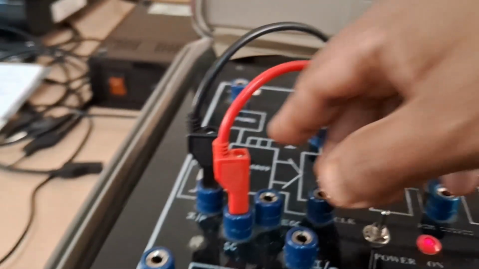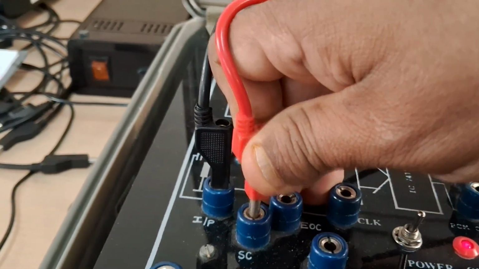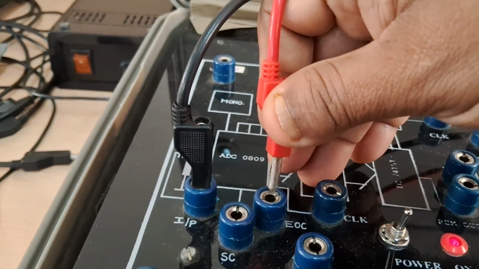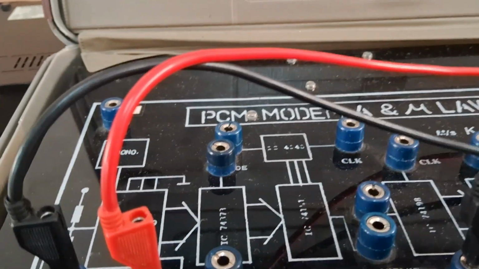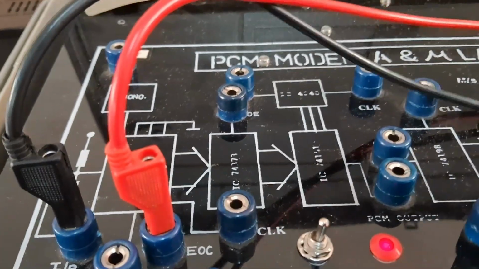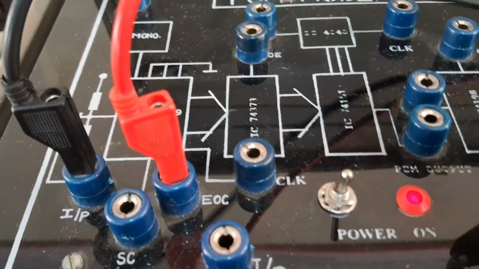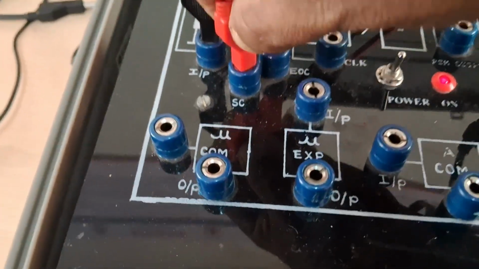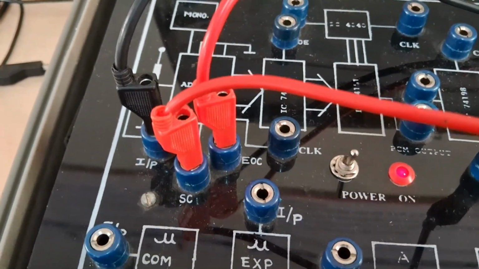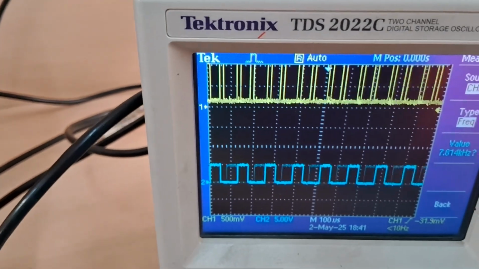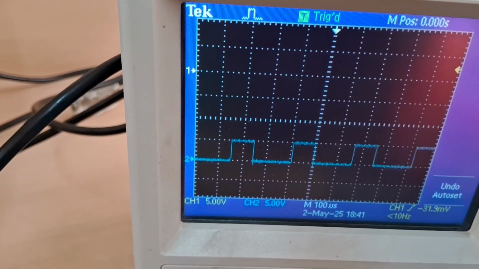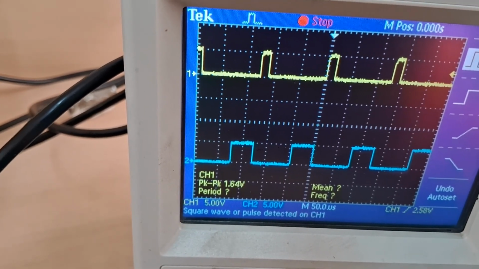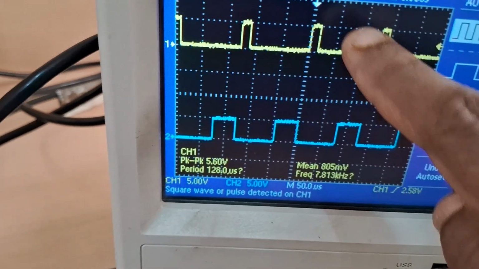So I'll connect SC to the second channel, that is EOC, and on the first channel we'll be observing the SC waveform. So I have connected SC and EOC together. We have already applied the input analog signal to this. Now we can see both the signals together, SC and EOC, and there is some difference between the two.